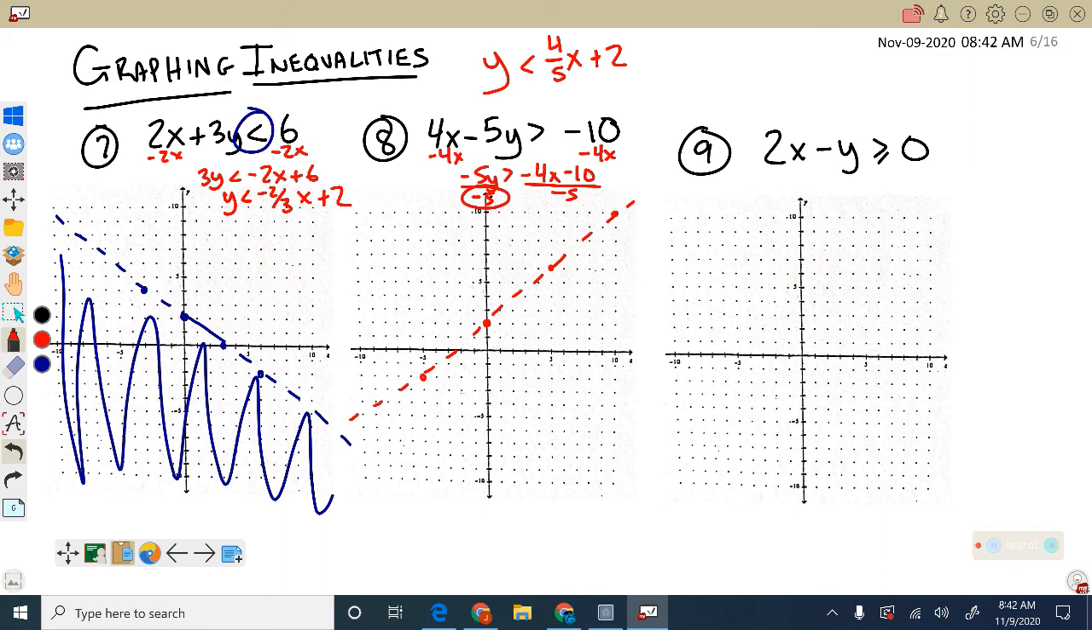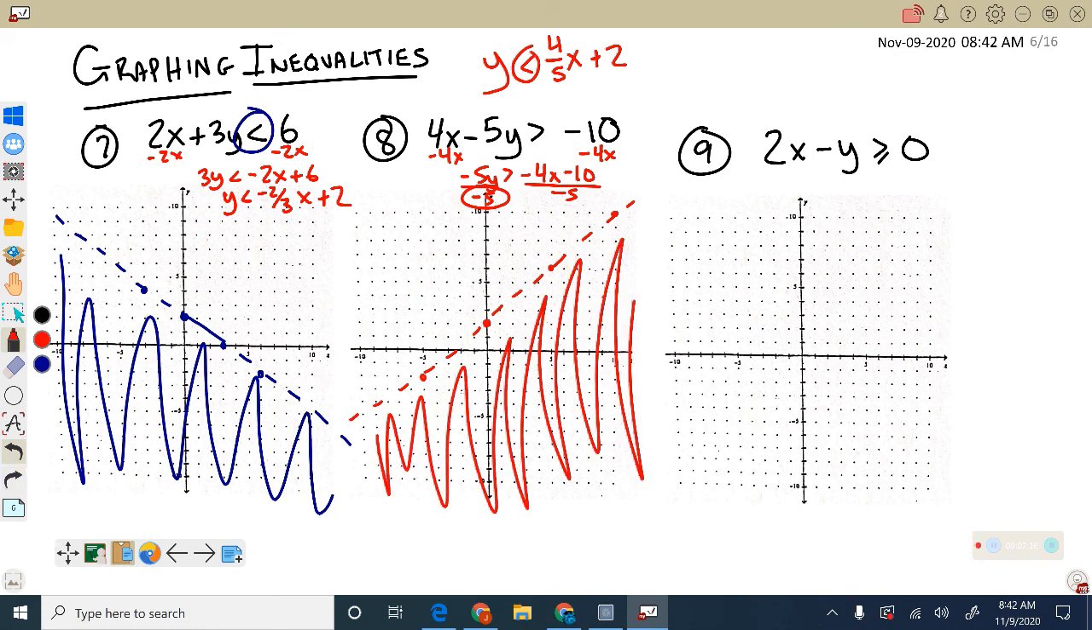Your dashed line again here, because we don't have an equal to sign. Your multiple choice answer, I'll bet you a lot of them would have it shading above, because that's what your original sign is, but we did not maintain that sign because we divided by a negative. That means now we have a less than sign to deal with, so I have to shade down below for this problem.